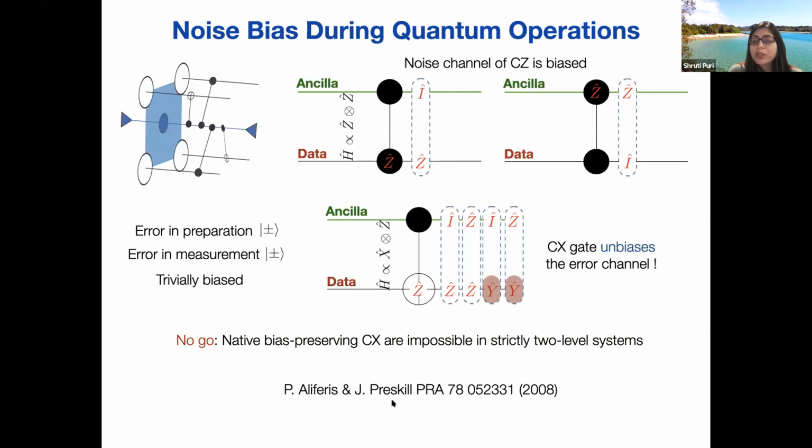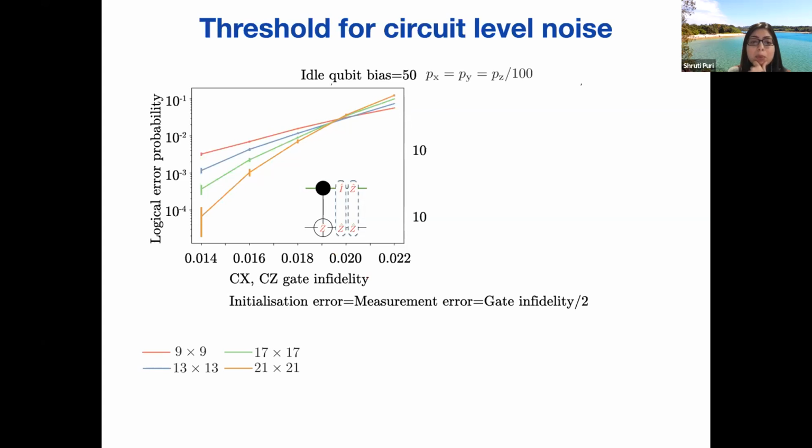Well, fortunately, what you're going to see is that these Kerr-cat qubits, because of the continuous variable nature, you will be able to go around this no-go theorem and do a bias preserving C-NOT gate, but we'll come to that in a second. But before that, let's numerically see what is the difference between having a bias-preserving CNOT gate versus not having a bias-preserving CNOT gate?